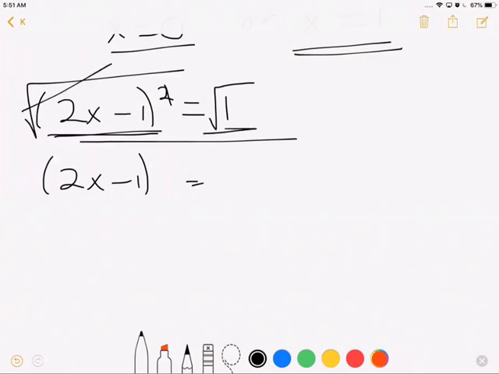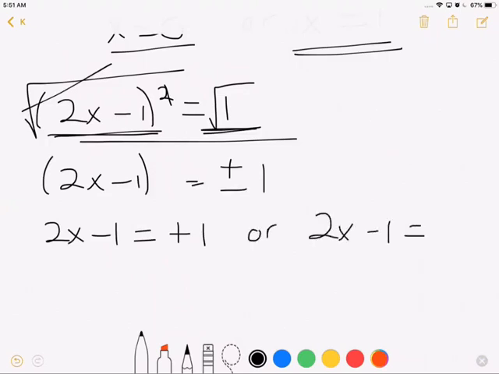But what is the square root of 1? The square root of 1 is plus or minus 1, not only 1. Therefore, 2x − 1 = +1, or 2x − 1 = −1. That is the meaning of plus or minus. It means you first use the plus, and the second one you use the minus, which gives you 2x is equal to 1 plus 1.